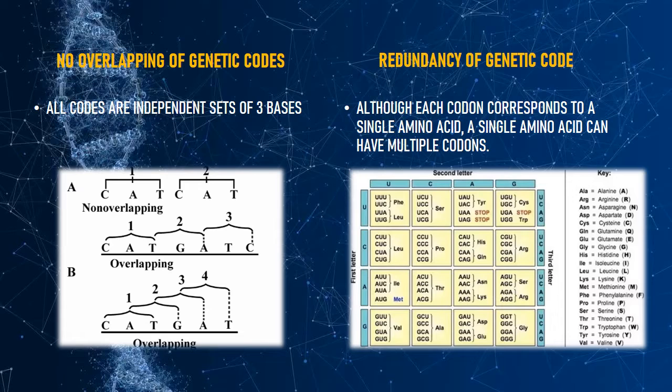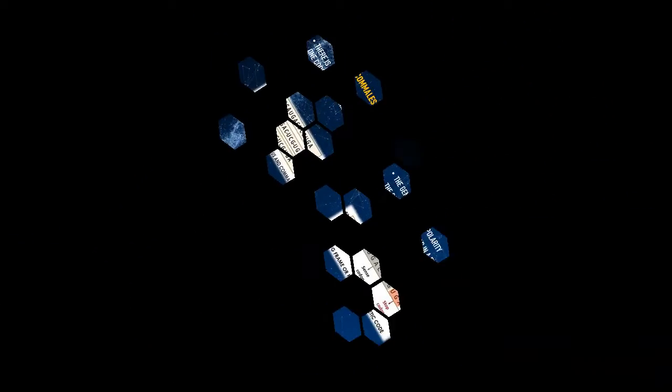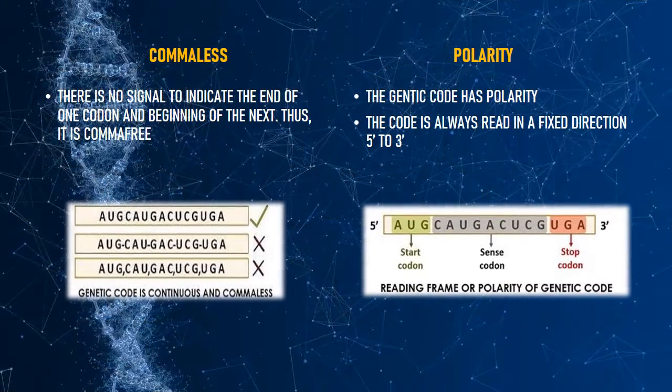No overlapping of genetic codes. All codes are independent sets of three bases. Redundancy of genetic code. Although each codon represents a single amino acid, a single amino acid can have multiple codons. Commaless. There is no signal to indicate the end of one codon and beginning of the next. Thus, it is comma-free. Polarity. The genetic code has polarity. The code is always read in a fixed direction, 5' to 3'.